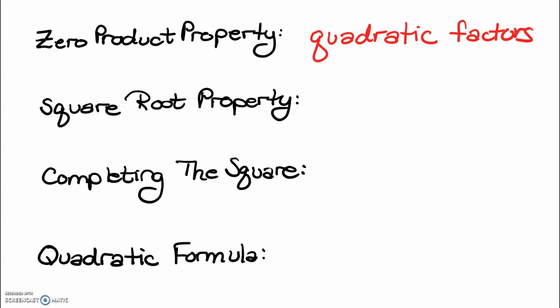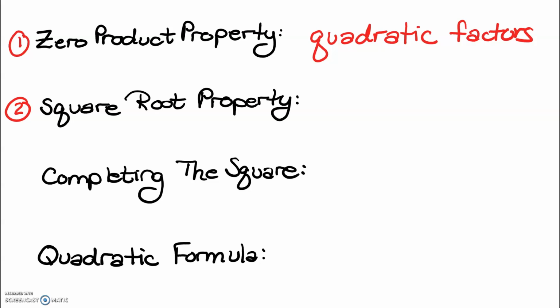So once it's in standard form, you can check to see if it factors, and if it does, I would choose the zero product property. This is always my go-to method. If I can't factor it, then I look for other methods to solve. The second one that I look for is the square root property.